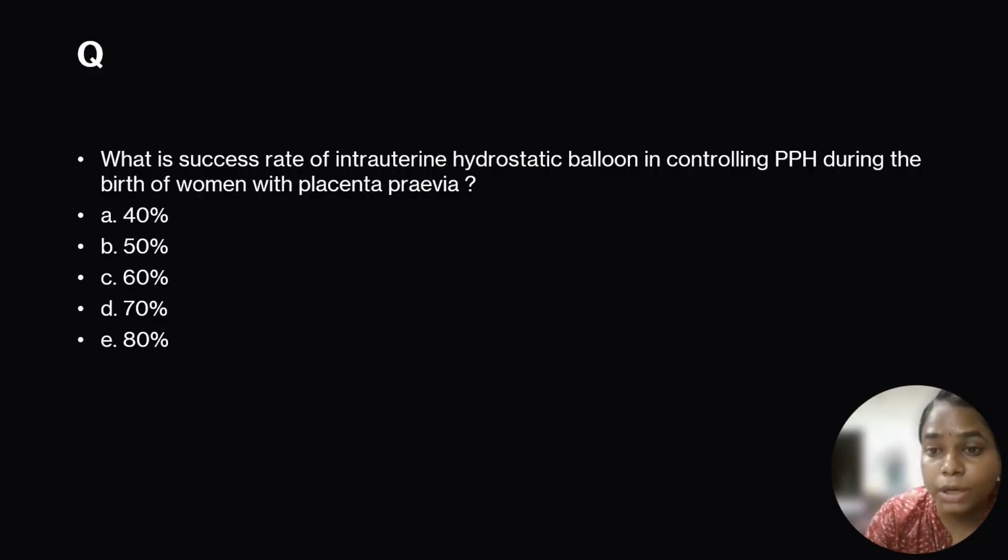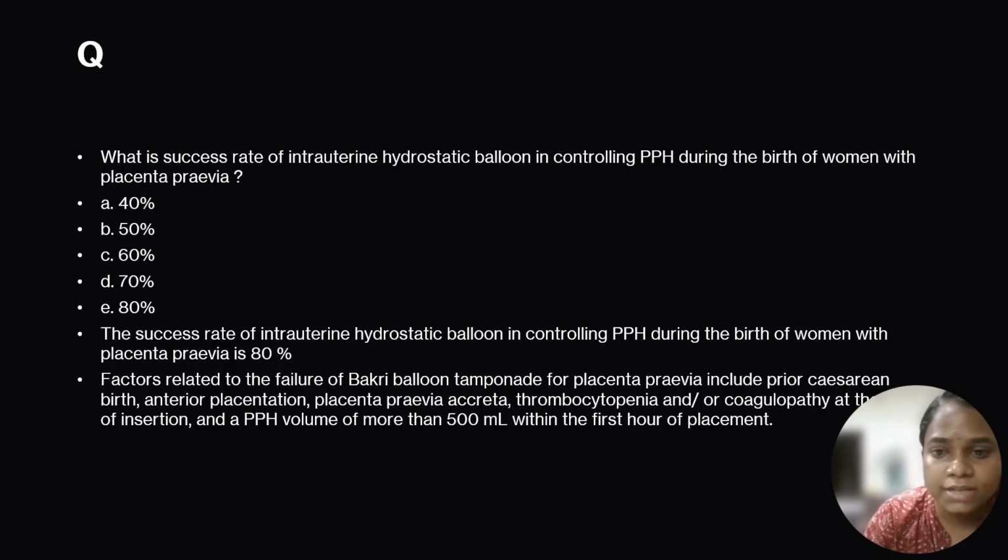So what is the success rate of the balloon in controlling PPH? It is almost 80%. Okay, so the success rate is 80%.